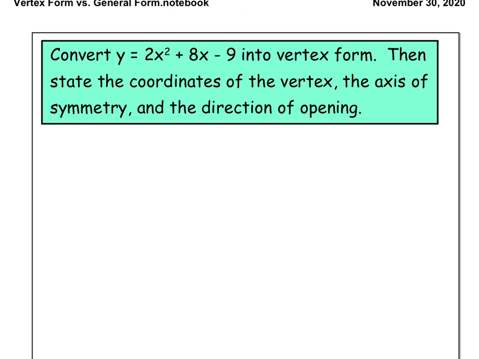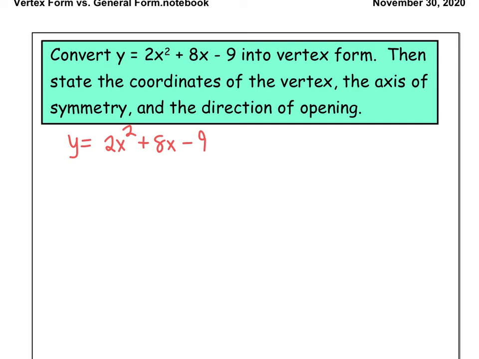Okay, let's do one more example then here. This one, again, same thing, we want to convert. Let me just rewrite here, y equals 2x squared plus 8x minus 9. We want to get that into vertex form, so again, that we'll know some properties about the graph.